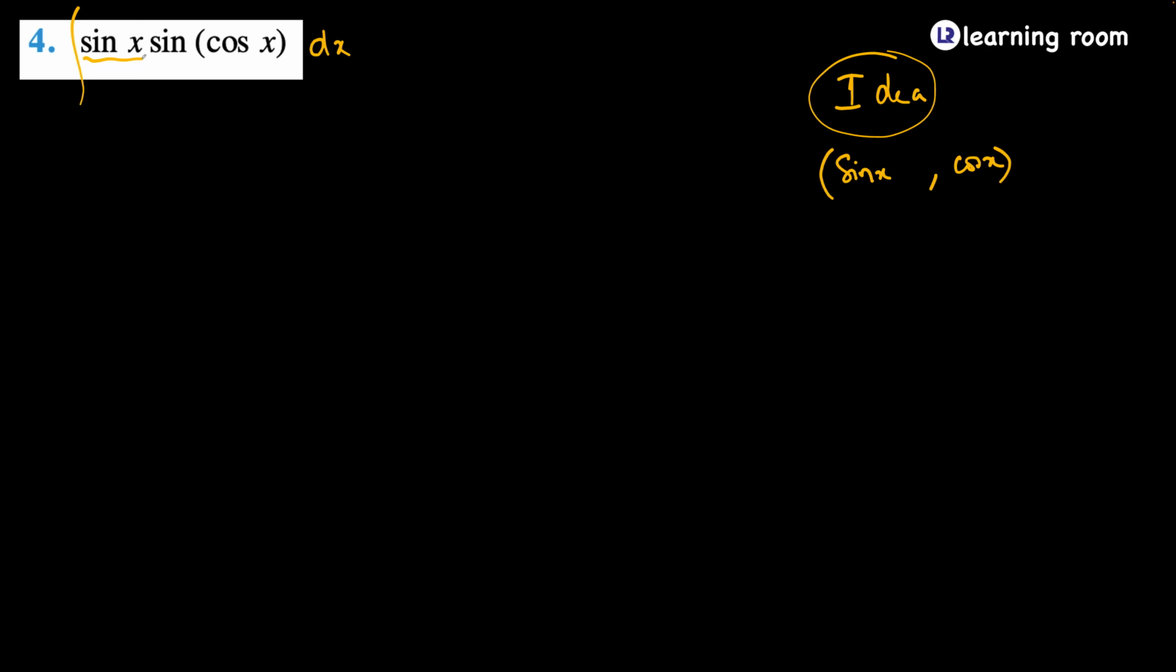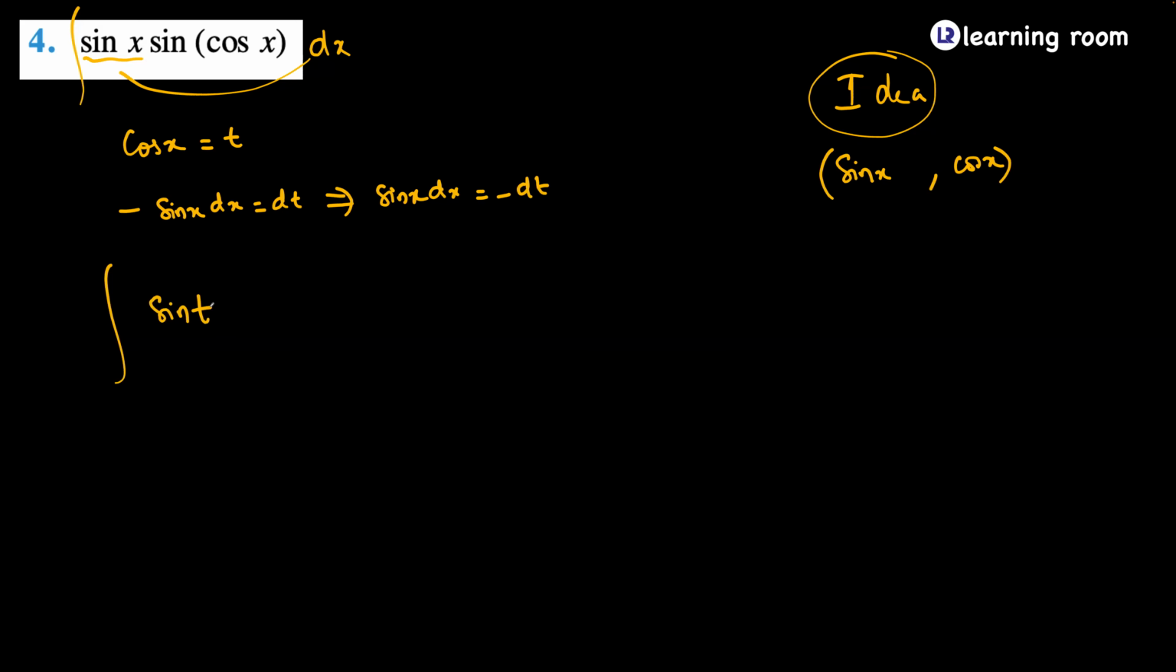So what we need to do is get rid of the cos x inside the sin. In this question, you cannot substitute sin x as t. You can only substitute cos x as t, so that you will have minus sin x dx is equal to dt. So sin x dx is equal to minus dt. So integral of sin of cos x, sin x dx is going to be minus dt. So can I take this minus sign outside? Minus of integral of sin t dt.